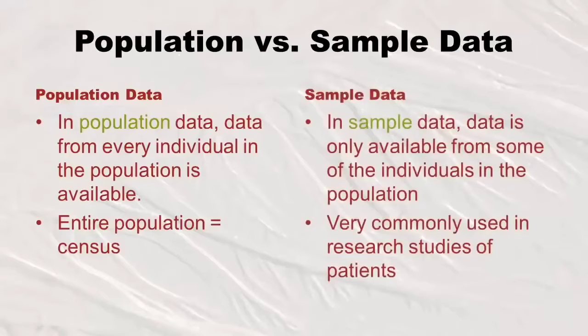But in sample data, the data are only available from some of the individuals in the population. So if we go back to the researcher I described, if she had only taken some of the email list of the professors at that college, then she would have been surveying a sample. And that's actually very commonly used in research studies, especially of patients. Why would you need to go get, for example, kidney dialysis patients and study every single one? You only need a sample. And why is that? Because we have statistics.